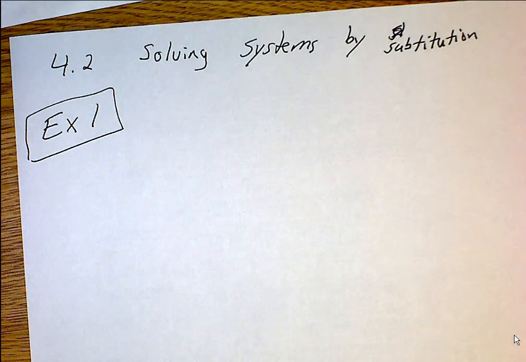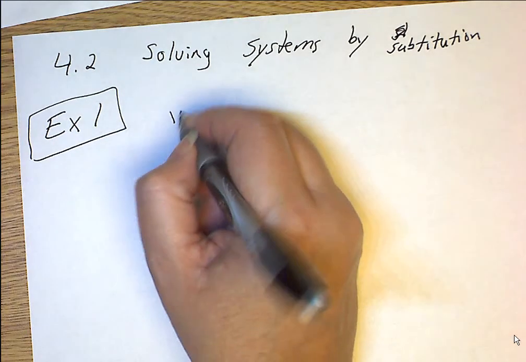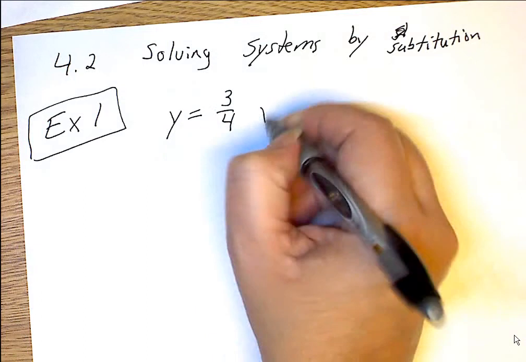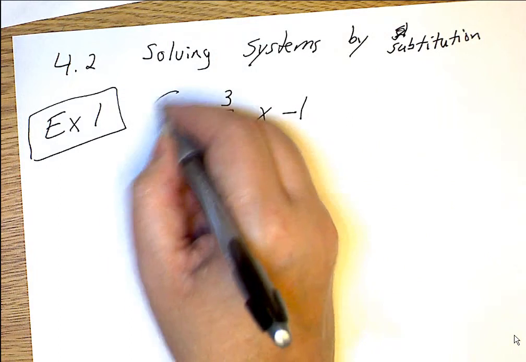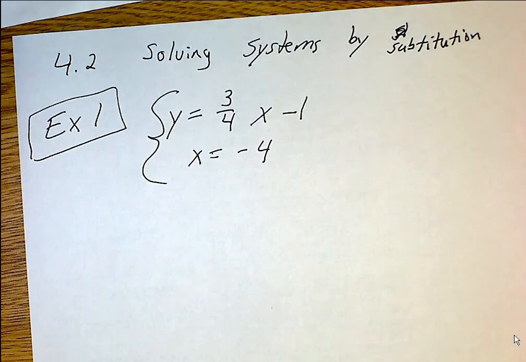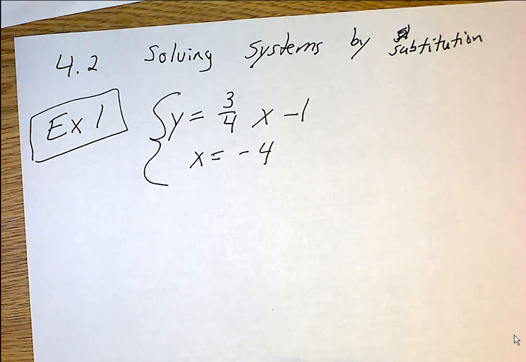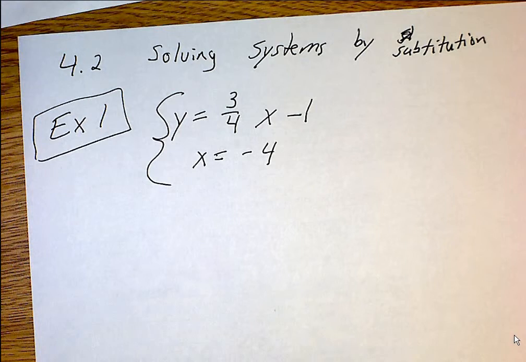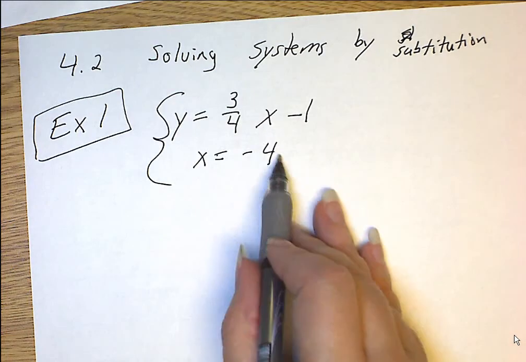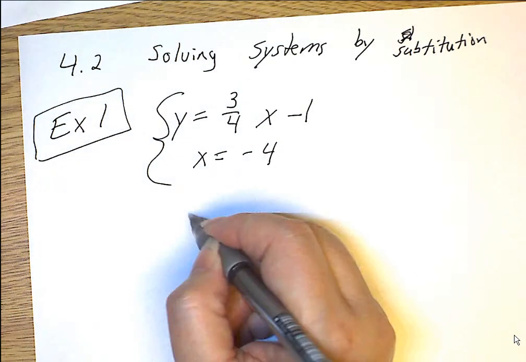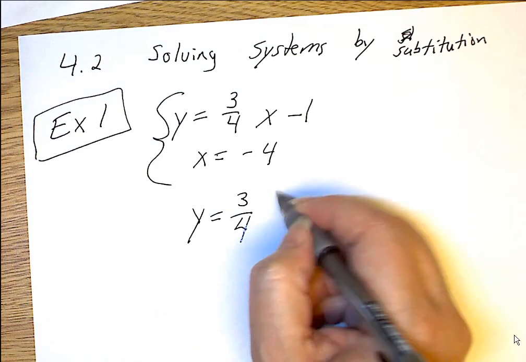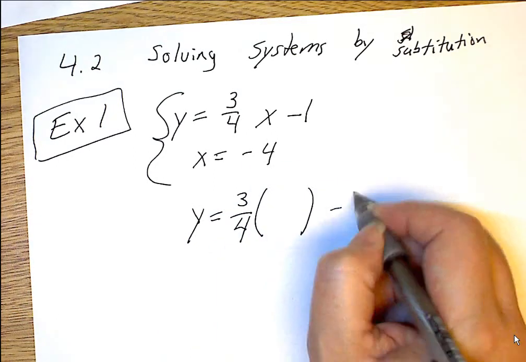Example 1. Our system is y is equal to 3/4 x minus 1 and x equals -4. All of these we're solving the systems by substitution. That's correct. So substitution is you're going to take something out and put something in. Since this one is solved for x, what we're going to do is sub this in for that x. So I'm rewriting this top one, y equals 3/4, and instead of x now, I'm going to put my -4.